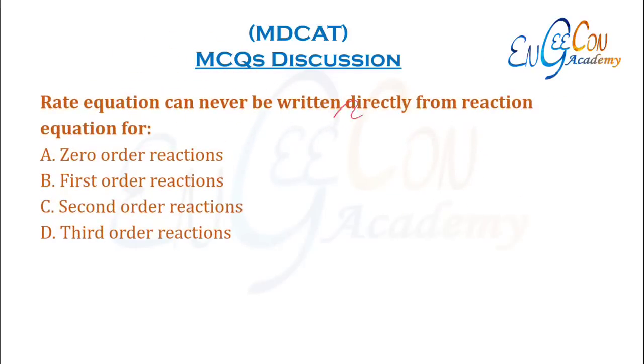Rate equation can never be written directly from the reaction equation for zero order reactions, because zero order reactions are never single step reactions. If they are never single step reactions, we always need to know the slow step in order to write the rate equation. So it cannot be directly written from the simple equation.